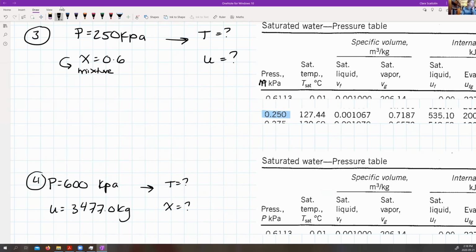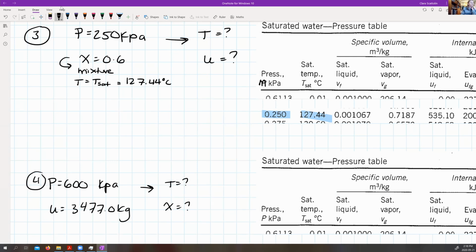All right. So that's one part of the question asked. The temperature, because it's a mixture, we're going to have to be at the saturated temperature, given right here. So we know that T is Tsat, which is going to be 127.44 degrees C.